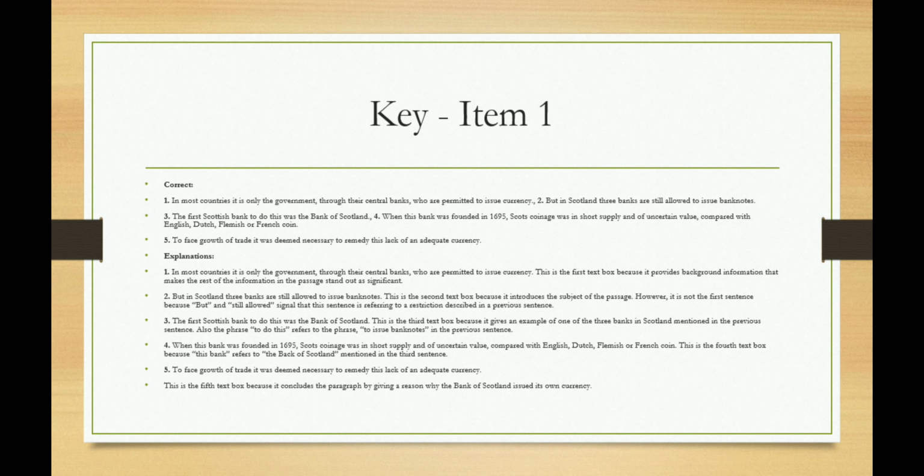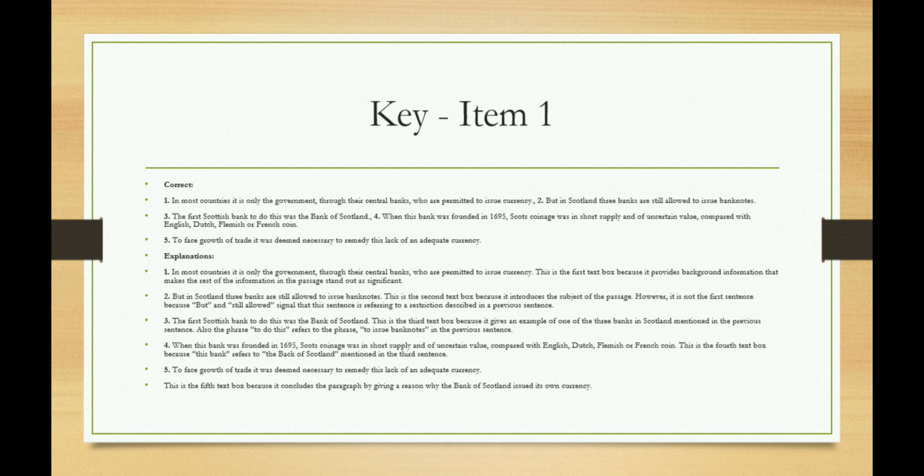Alright, then the second sentence is, but in Scotland 3 banks are still allowed to issue banknotes. So as I said, the independent statement must be followed by related or connected sentences. So the first sentence talks about banks, then definitely the second sentence again comes with something related to banks. Okay, so it's talking about 3 banks. Third is that the first Scottish bank to do this was the Bank of Scotland. So the second sentence talks about Scotland, then the third sentence is definitely linked with Scotland.